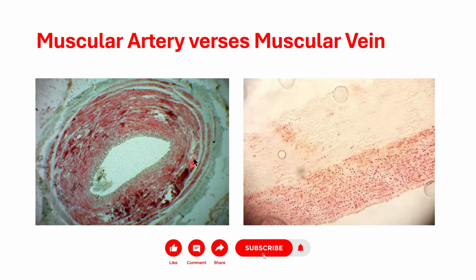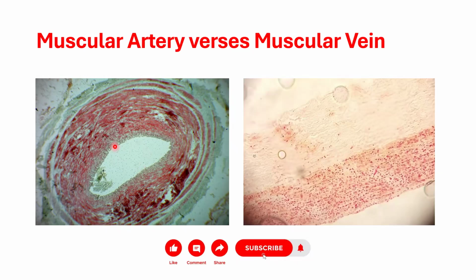At this point, you can appreciate the tunica adventitia is very thin in a muscular artery, unlike in the muscular vein, which is prominent here. This is the tunica adventitia. Then we'll appreciate that you have a smooth muscle layer, the tunica media, very thick. Then you can appreciate it's thin here. You know, it's at a higher magnification than a lower magnification.